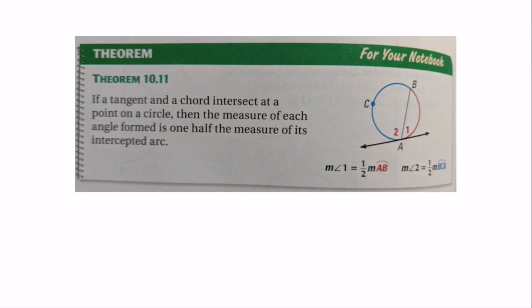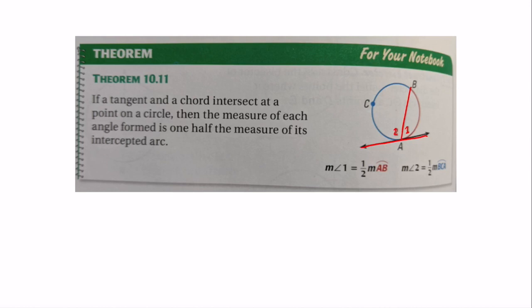First, if a tangent and a chord intersect at some point in the circle, then the measure of each angle formed is half the measure of the intercepted arc. What that means is you have this tangent A, and I have this chord BA, and each of these angles, 2 and 1, are just half the measure of the intercepted arc. So let's take the example of 2. I know that 2 is half the measure of arc BCA. So whatever that arc is, angle 2 is half of that measure.